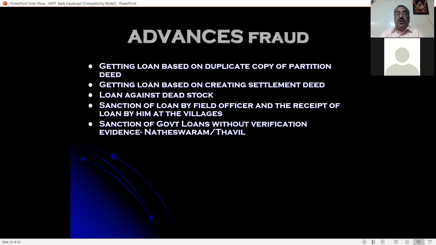And with caution, two cautions I want to say once again. One is non-classification or wrong classification of NPA will also put you into trouble. And non-detection of fraud will also put you into trouble. And others are very, very important.